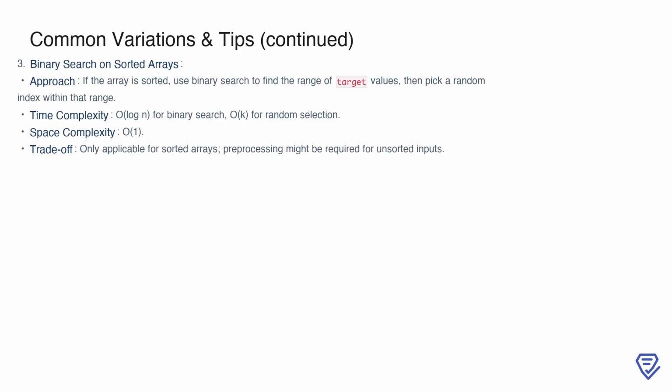This approach is a great option when the array is already sorted or when sorting the array upfront aligns with the problem requirements. Each technique, whether pre-processing with index storage, reservoir sampling, or binary search, has its own trade-offs, so understanding the problem constraints is key to choosing the most effective solution.